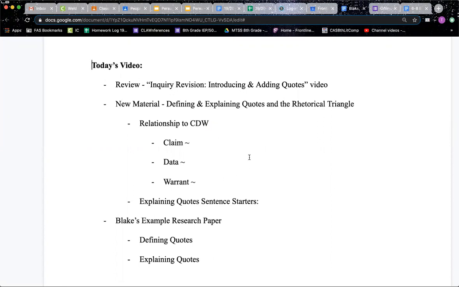I think and I hope that this is going to make this research inquiry revision a little bit more accessible to all of us. I'm going to have some explaining quotes sentence starters that you'll be more than welcome to use. I would encourage it. After that, I'll be looking at my own example research paper about tattoos, and I'll be defining my own quotes and explaining my own quotes as well.